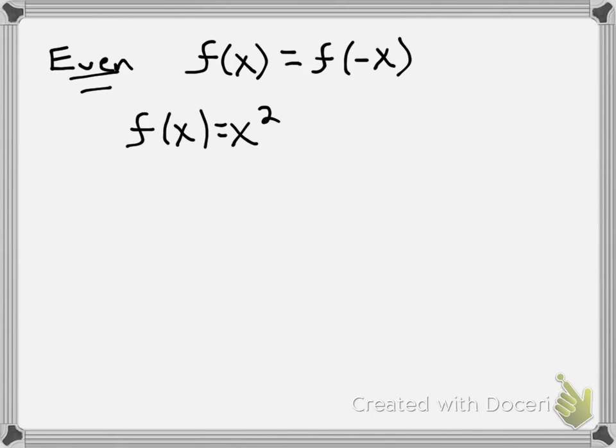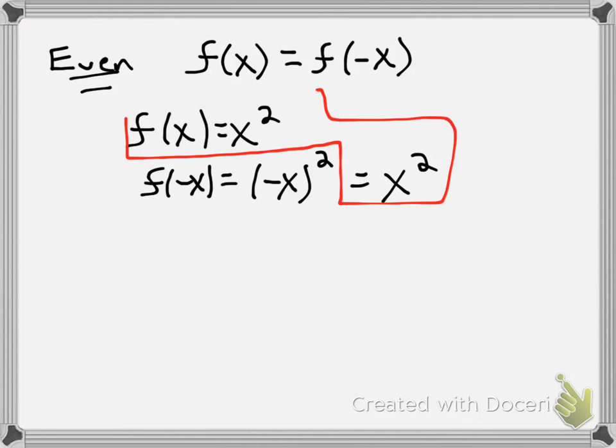If I do f of negative x, meaning anywhere I see an x I make it negative, I should end up with the same result as my original. And so let's see. Negative x times negative x is just x squared. So you can see how my result is the same as my original function. They're identical. They're both x squared.